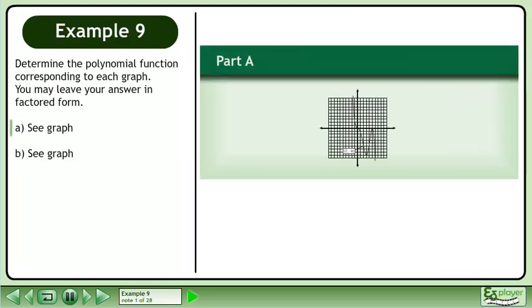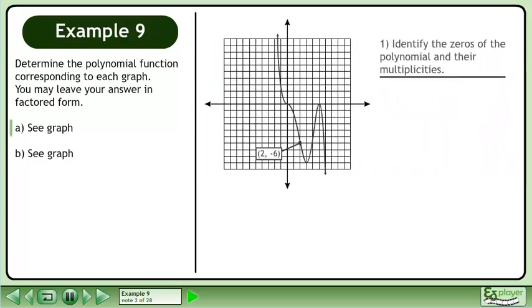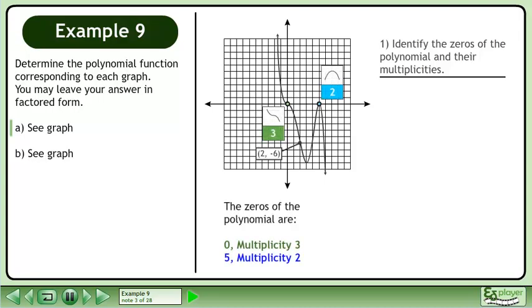Determine the polynomial function corresponding to each graph. You may leave your answer in factored form. Identify the zeros of the polynomial and their multiplicities. The zeros of the polynomial are 0 with a multiplicity of 3 and 5 with a multiplicity of 2.